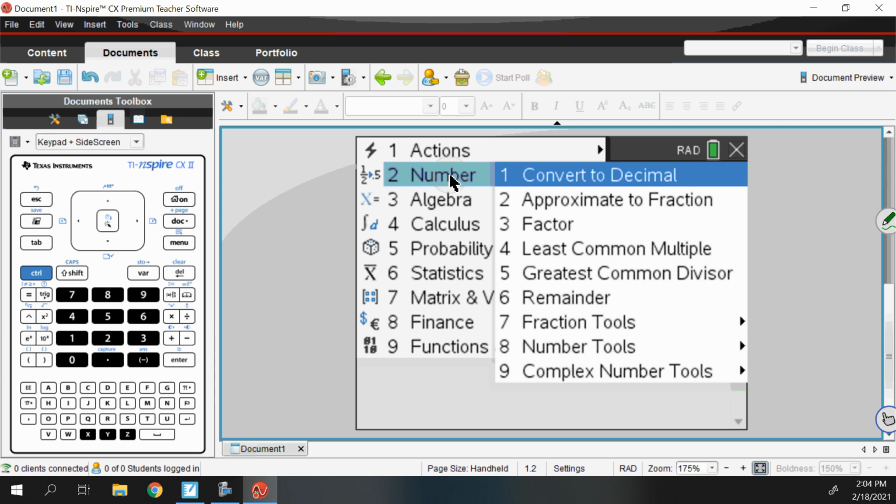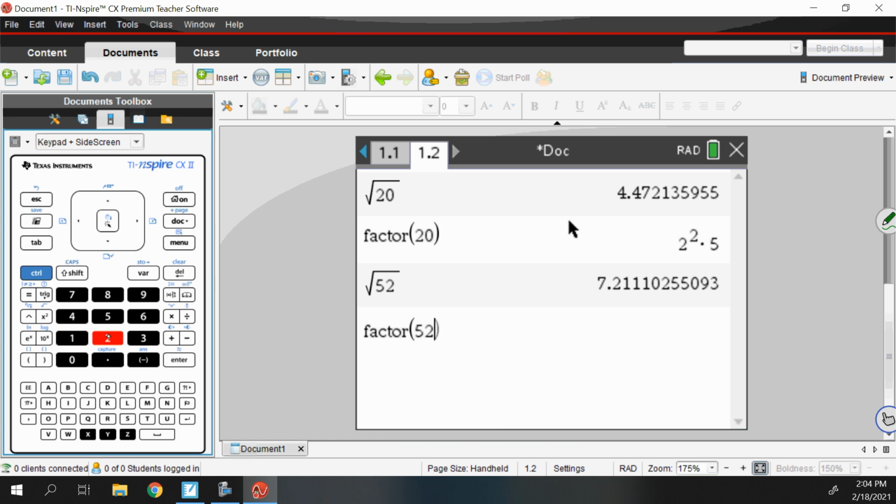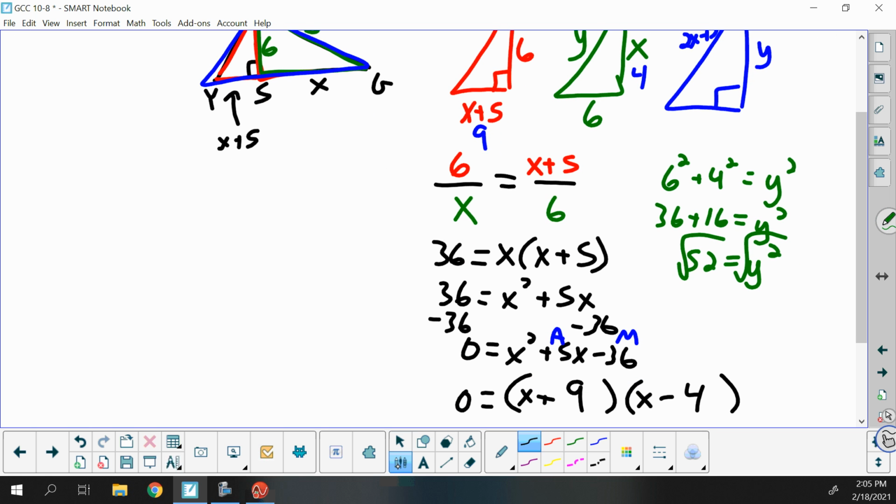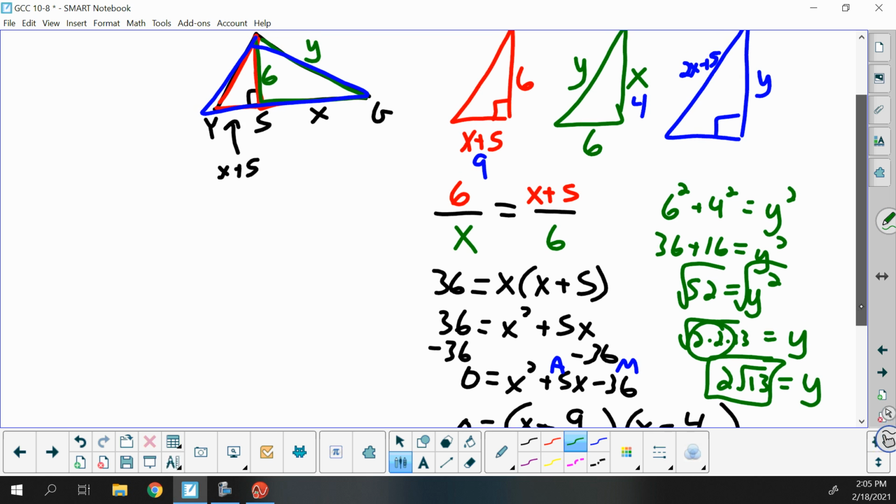So do your menu, number, factor of 52. 2 squared times 13. So we're going to have square root of 2 squared times 13 is equal to y. We got a pair of 2's, one goes out front. So we have 2 square root of 13 equals y, and that's what we are looking to find, because that is the length of GM.